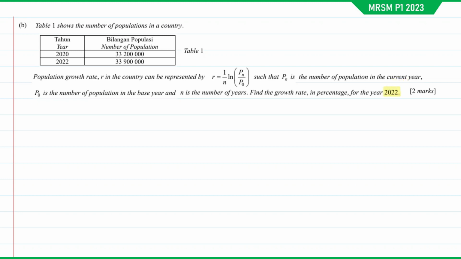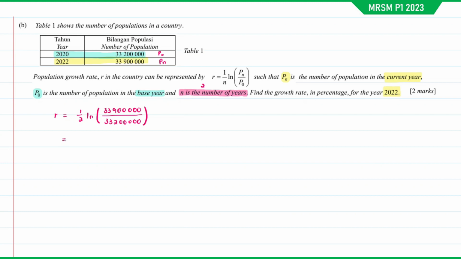So here the year 2022 will be the current year. Then this population here will be the Pn. Then the base year will be the year 2020. Then this information here is the P0. So here the number of years from 2020 to 2022 will be 2. So next we're going to substitute all the information into the equation. So it will be 1 over 2 ln.